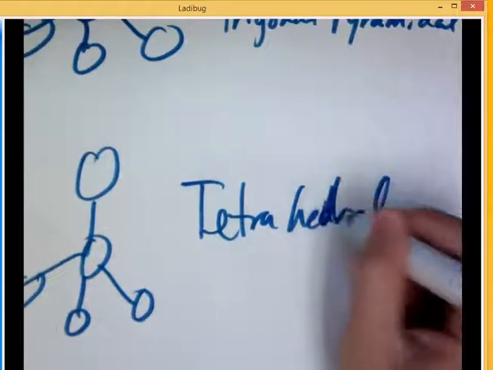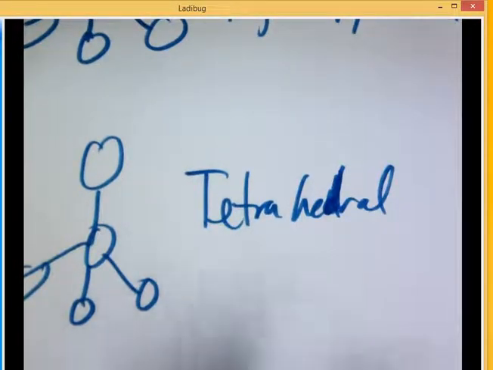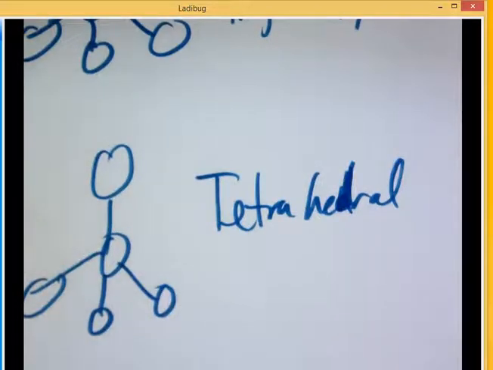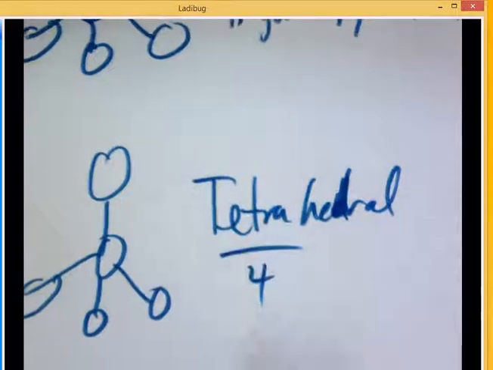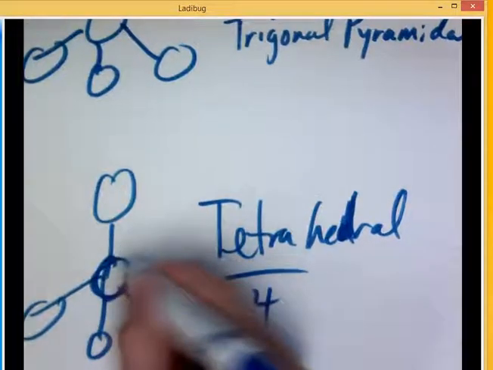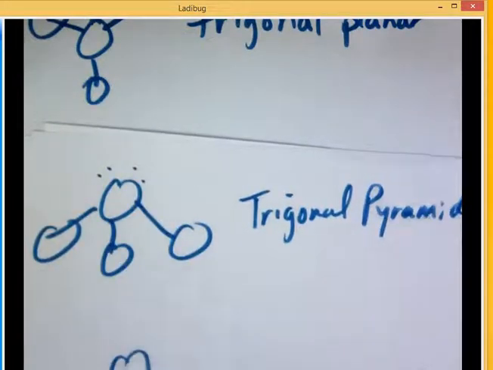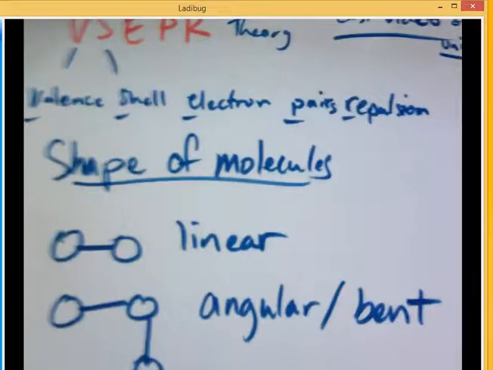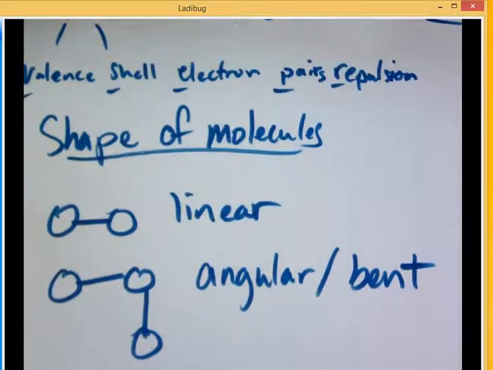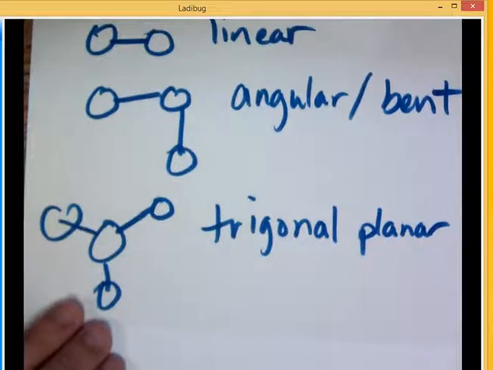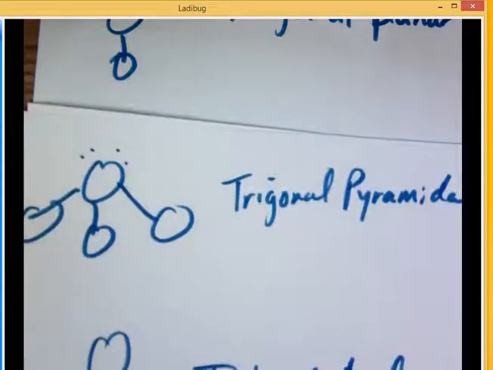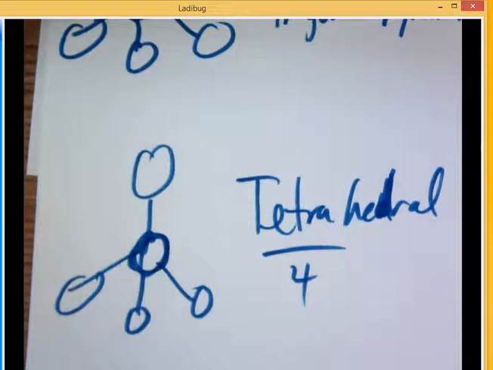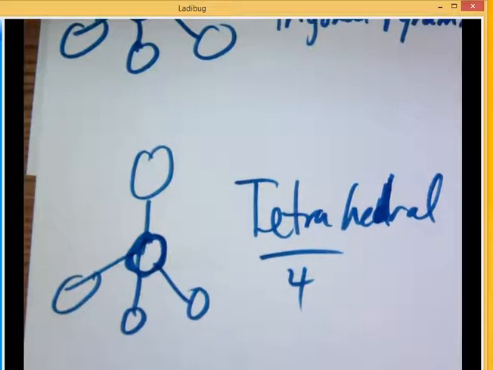If you remember from last year, you learned about viruses, right? Some of them look kind of like that. Something hedral. And tetra means 4, okay? 4 things connected to the middle atom. So it's pretty simple there. So 5 different shapes here. We have linear, angular or bent, trigonal planar, which is a flat triangle. And then trigonal pyramid, it stands up like a pyramid. And then tetrahedral. Alright. So let me try to show you that with some model kits here.